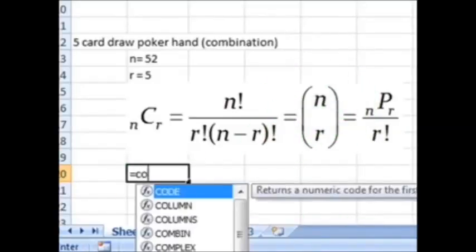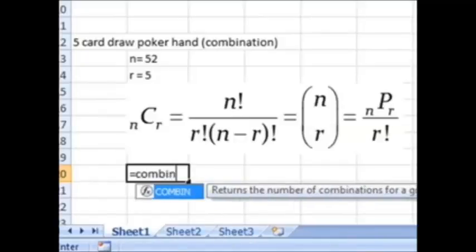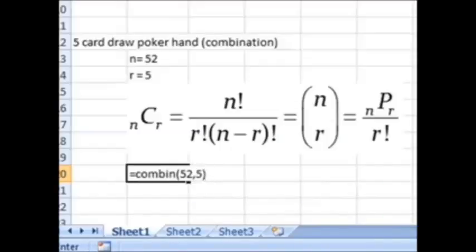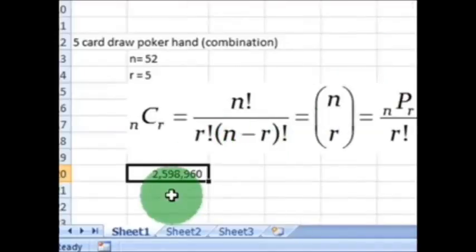And as usual, Excel has a built-in function for us, equals COMBIN, and it takes the same parameters as permutation. 52 cards in the deck, comma, we're drawing 5 at a time. We're doing combination because we don't care about the sequence. And it turns out there are 2,598,960 combinations of 5-card selections for a 5-card draw poker hand.